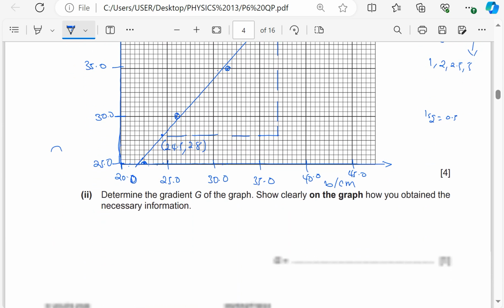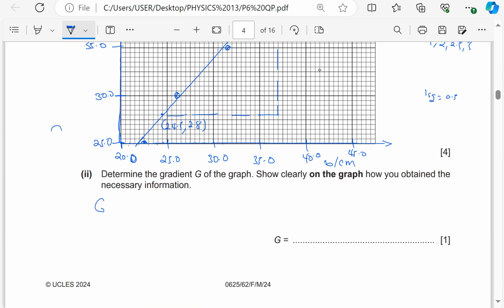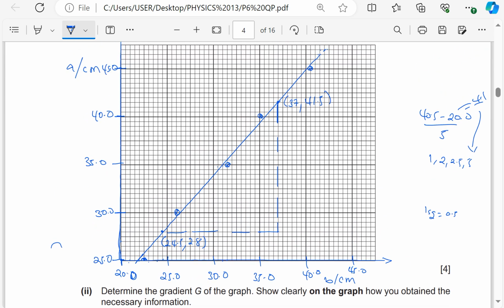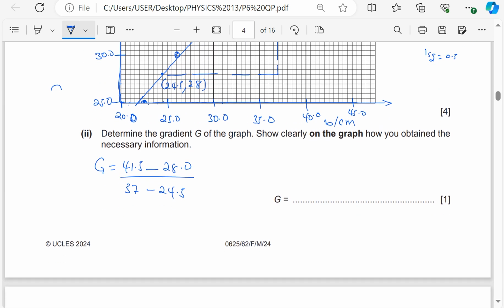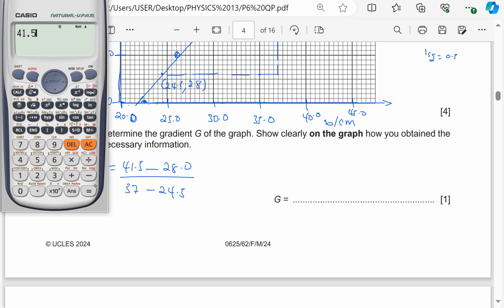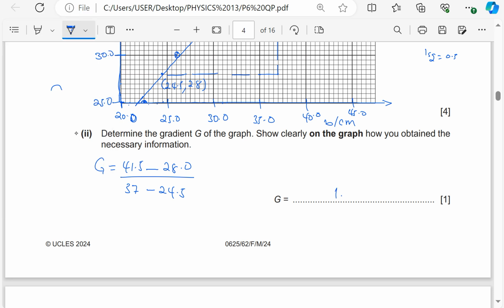Okay, so we can find the gradient. G is going to be 41.5 minus 28.0 divided by 37 minus 24.5. I just check with my calculator: 41.5 minus 28 divided by 37 minus 24.5. So I'm getting approximately 1.08, or you can write 1.1.